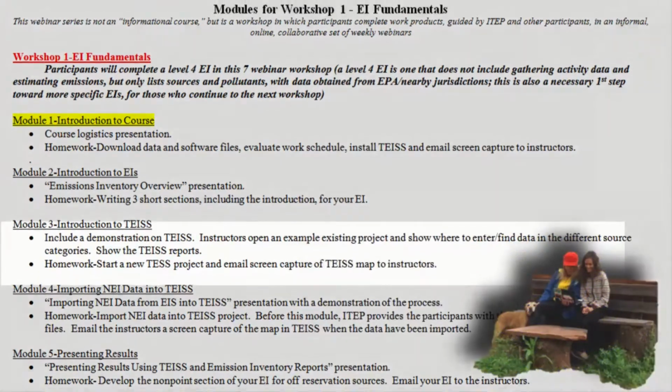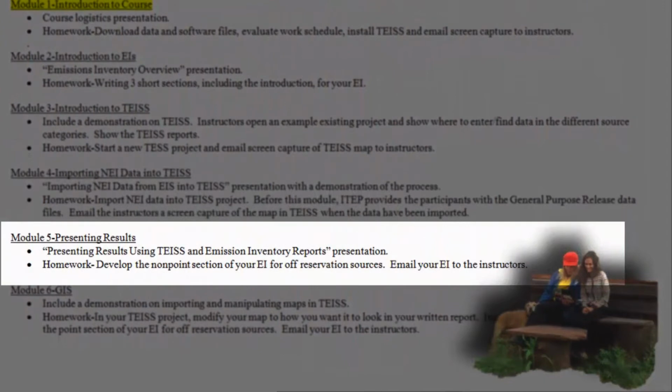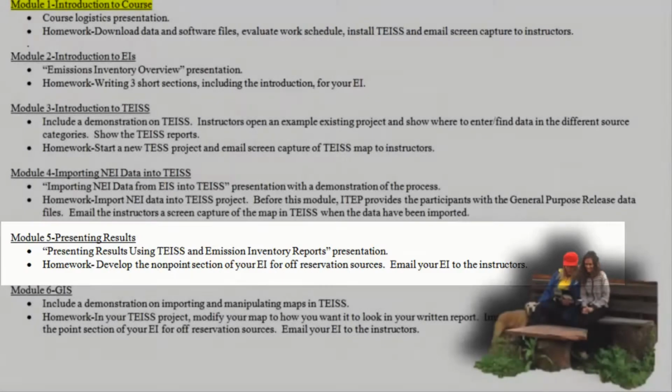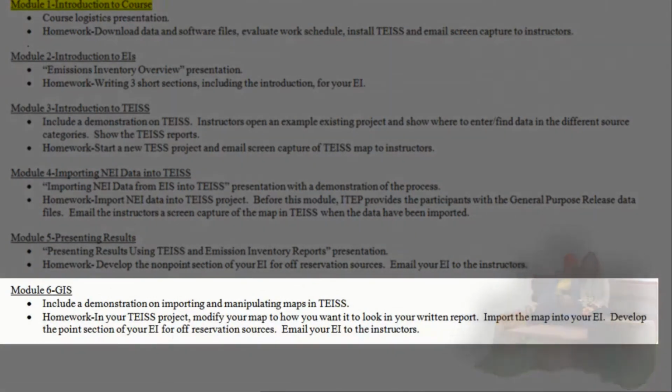The next module, 5, presenting results, we'll get into all the maps and tables and charts that are in TICE and how to take those out of TICE and put them in a Word document, which serves as your emissions inventory report. Then Module 6, GIS, we're going to talk more about maps. You want to make sure the maps that you have tell a story. Basically, this whole project of an emissions inventory is to tell the story of the air pollution on your land and where it came from.